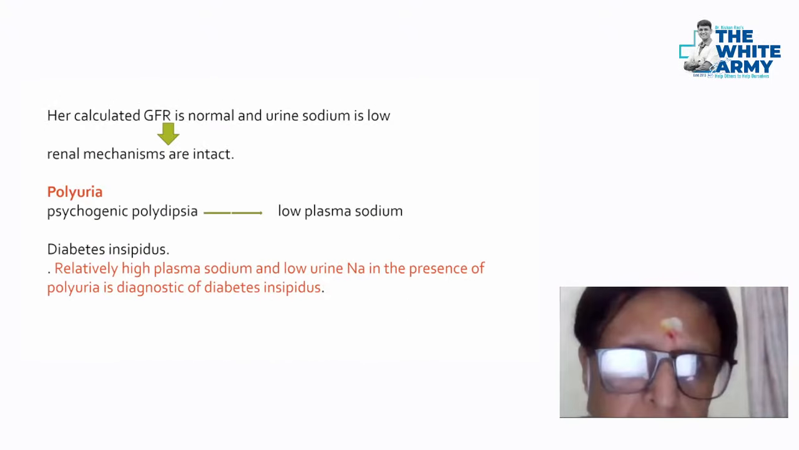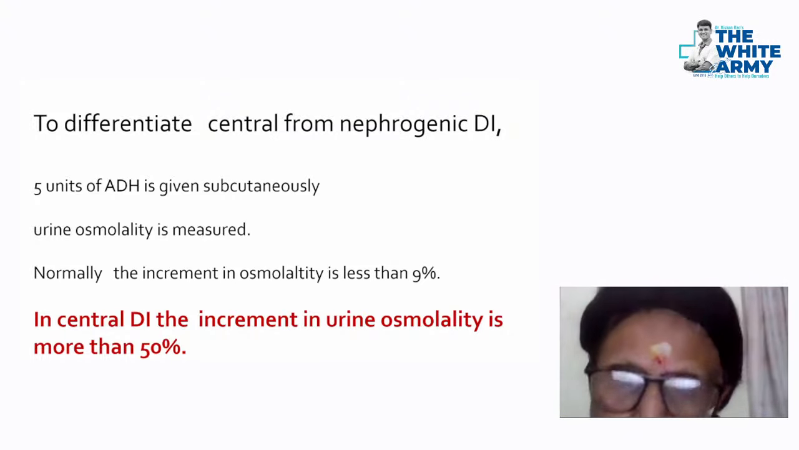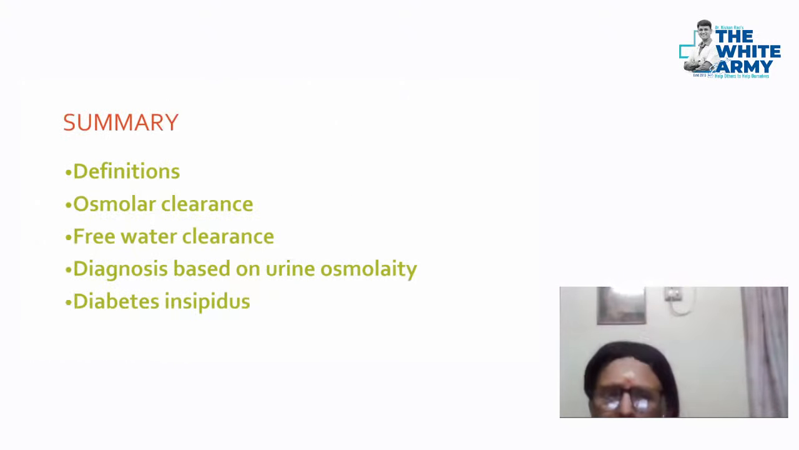So, in the last 35 minutes or so, I was just telling you what is polyuria. How do you do various definitions? Polyuria, nocturnal polyuria or nocturia, pollakiuria. What is osmolar clearance? What is free water clearance? What is the importance of finding out the osmolar clearance and free water clearance? How do you diagnose the cause of polyuria based on urine osmolality?